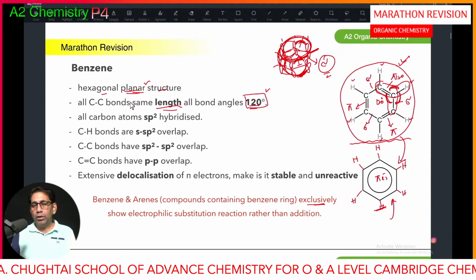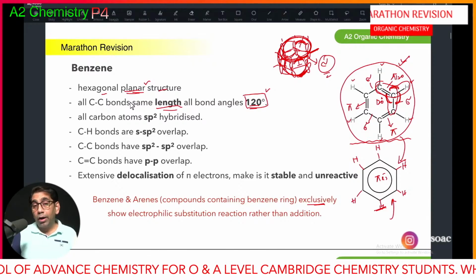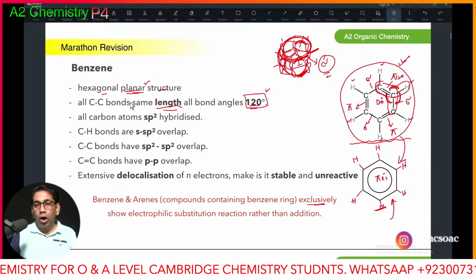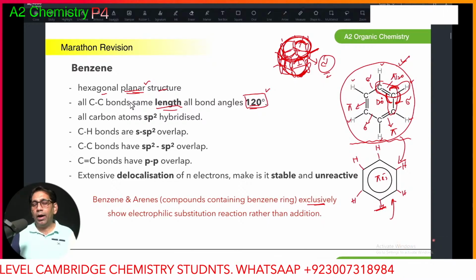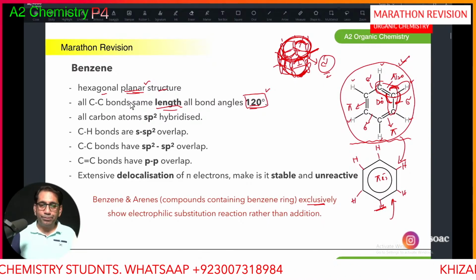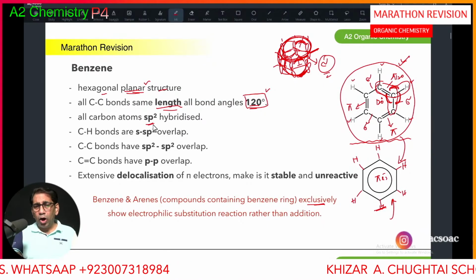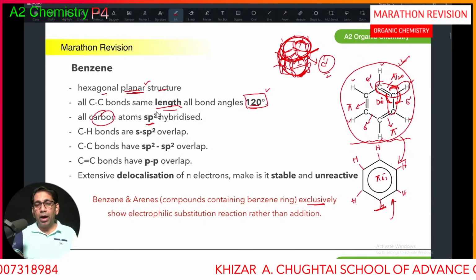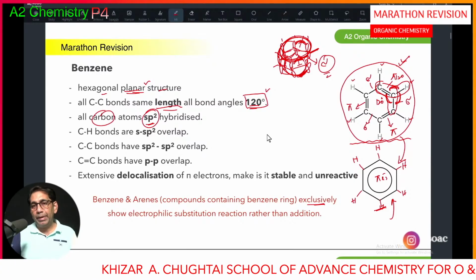So this molecule is a flat molecule. All carbons and all hydrogens are lying in a single plane. Next thing, all carbon atoms in the benzene ring are sp2 hybridized carbons.